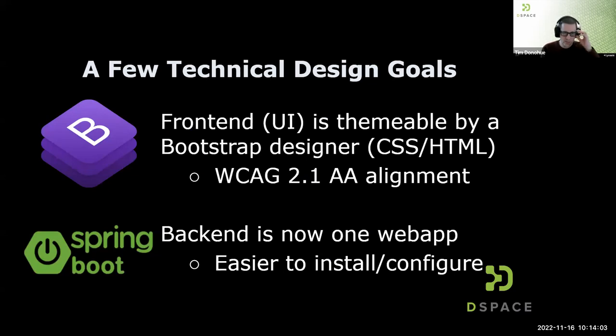I already mentioned these briefly. The front end is themable by a Bootstrap designer, so we're trying to make it as easy as possible to theme through CSS and HTML. We'll go through a little bit of that in tomorrow's workshop, which goes through developing with DSpace 7. You'll see some examples of how to do a theme and how to do some basic theming. I mentioned that we're aligning with best practices for accessibility in the backend as that is a single web application now.